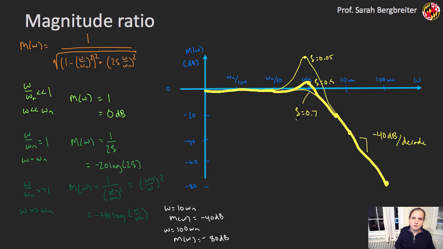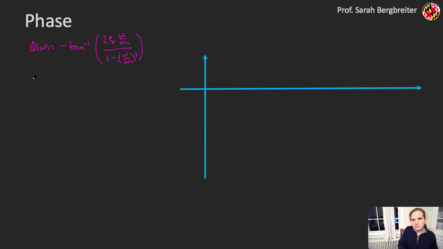So the key differences between the first order magnitude ratio and the second order magnitude ratio are the roll-off. For a second order system, I had minus 40 dB per decade in contrast to minus 20 dB per decade. And the other thing is that with small damping ratios, at least, I can get a magnitude response greater than 1. In that first order system, I could never get a magnitude response greater than that 0 dB there. I can analyze the phase response similarly.